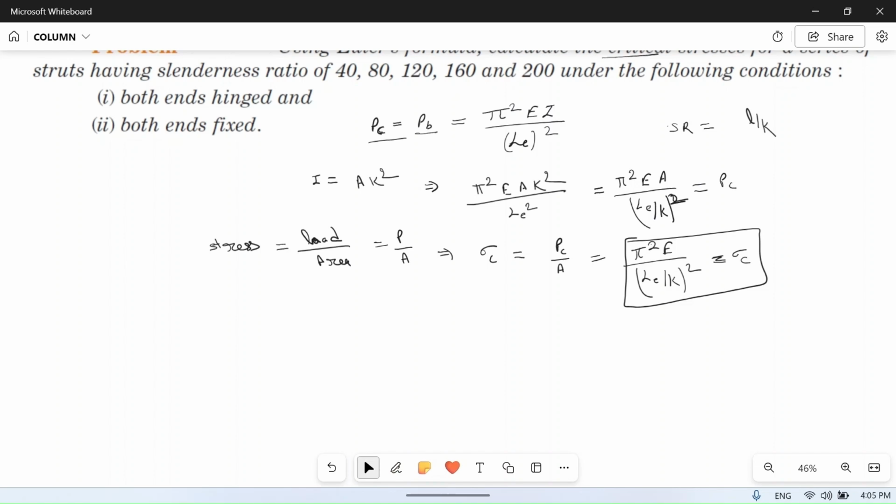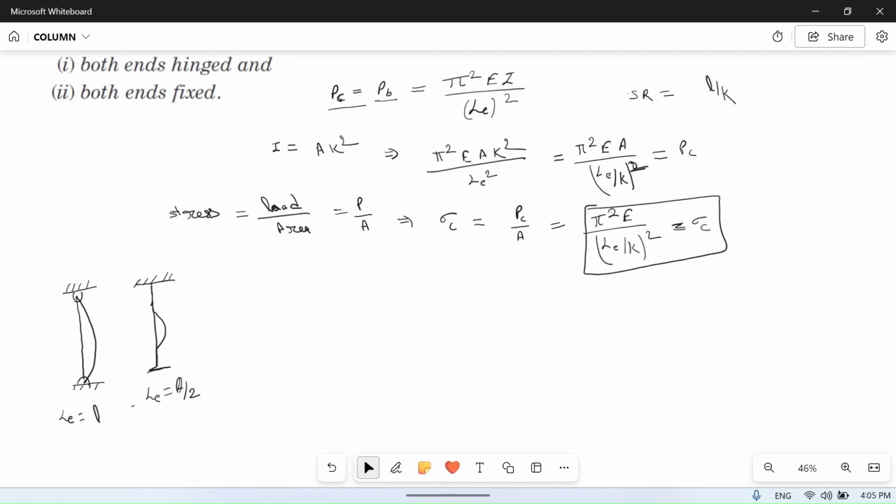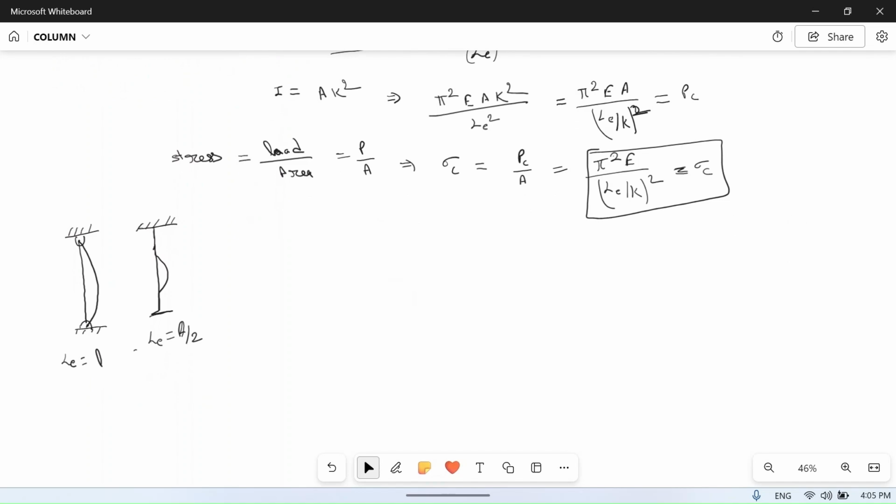Now there are two conditions: both ends hinged and both ends fixed. If both ends are hinged, then the column will be like this, and it will bend like this. If both ends are fixed, then it is like this, and it will bend like this. In the hinged case L effective is equal to L, the original length, and in the fixed case L effective is equal to L by 2. So we will keep this in the formula.